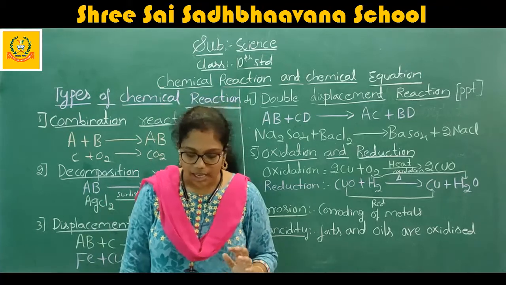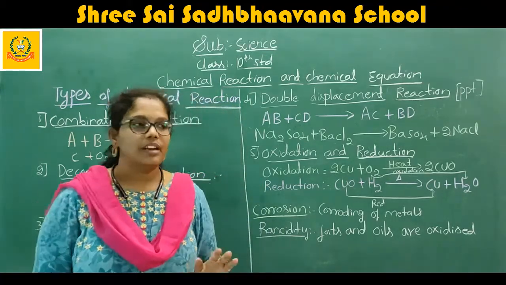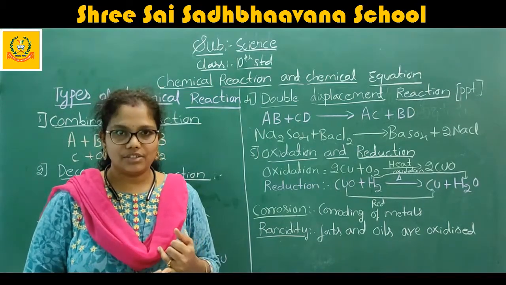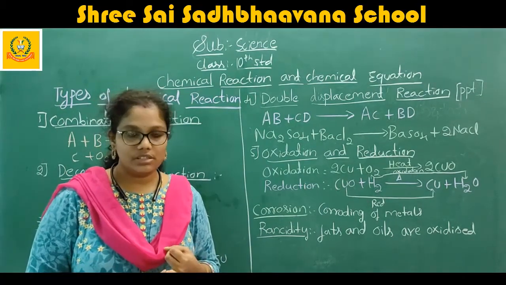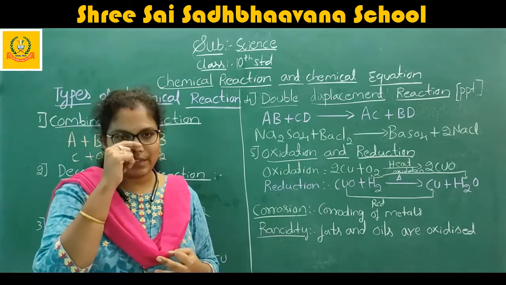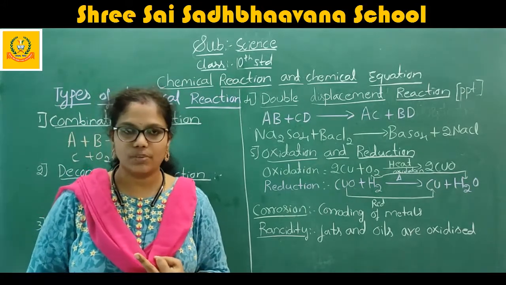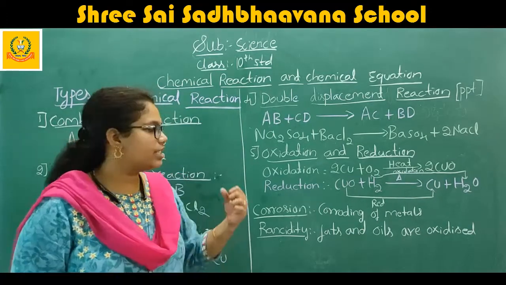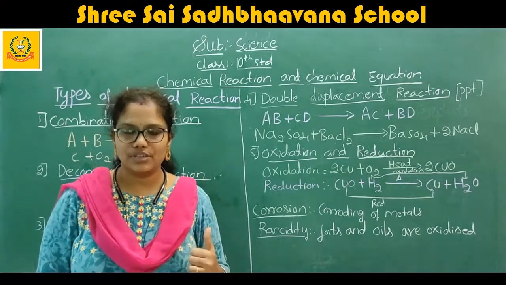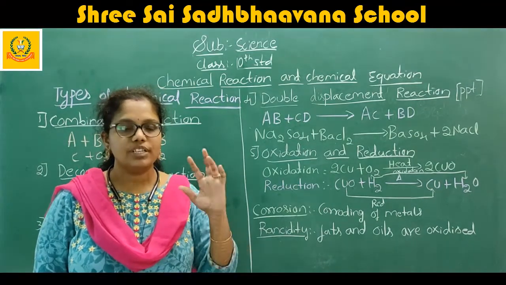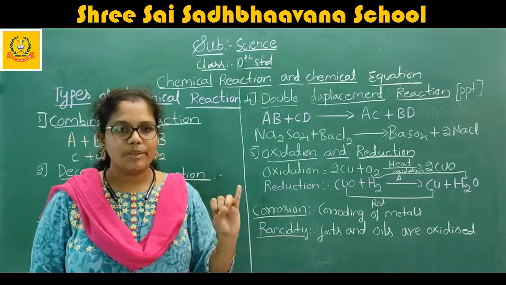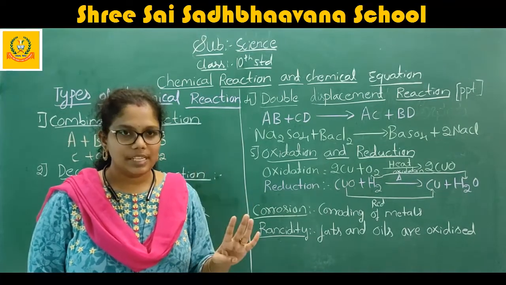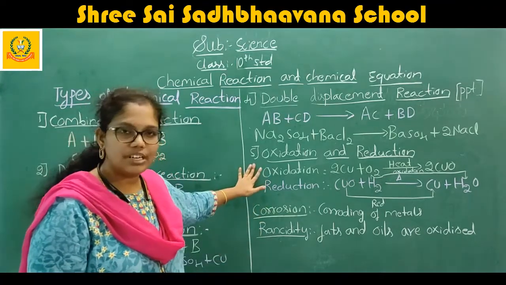This is all about this chapter. What are the things that we discussed in this chapter? First we discussed chemical reactions, chemical equations, and how we are going to balance the chemical equation. Next we discussed the types of chemical reactions. In the types of chemical reaction, we discussed 5 concepts: combination reaction, decomposition reaction, displacement reaction, double displacement reaction, and oxidation and reduction.